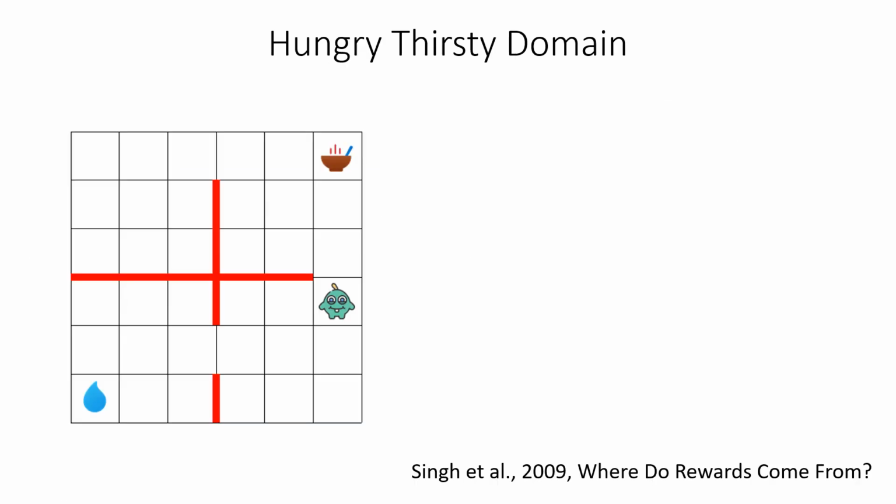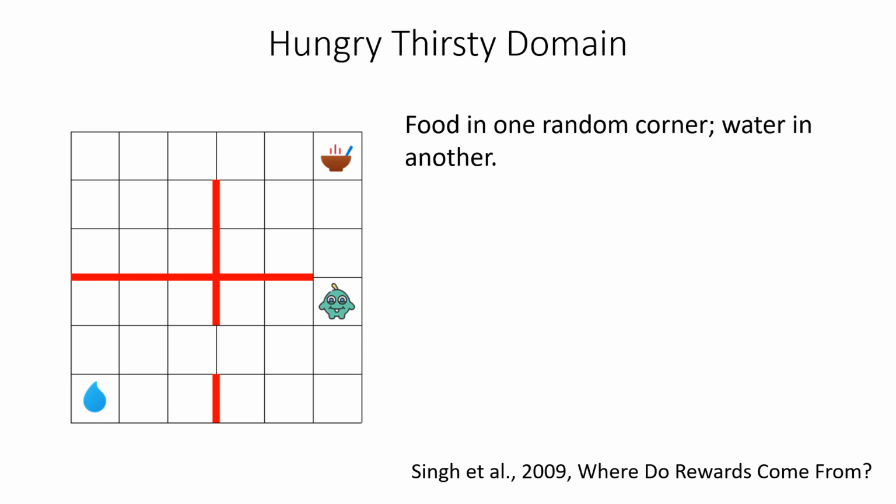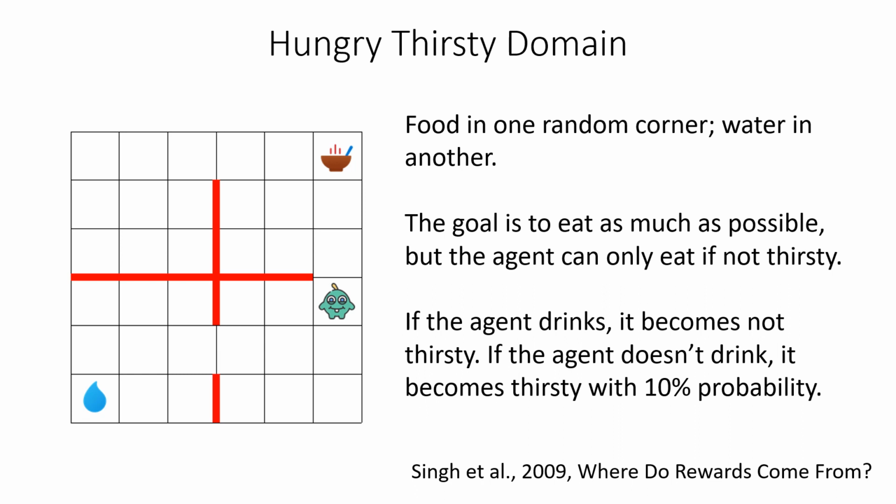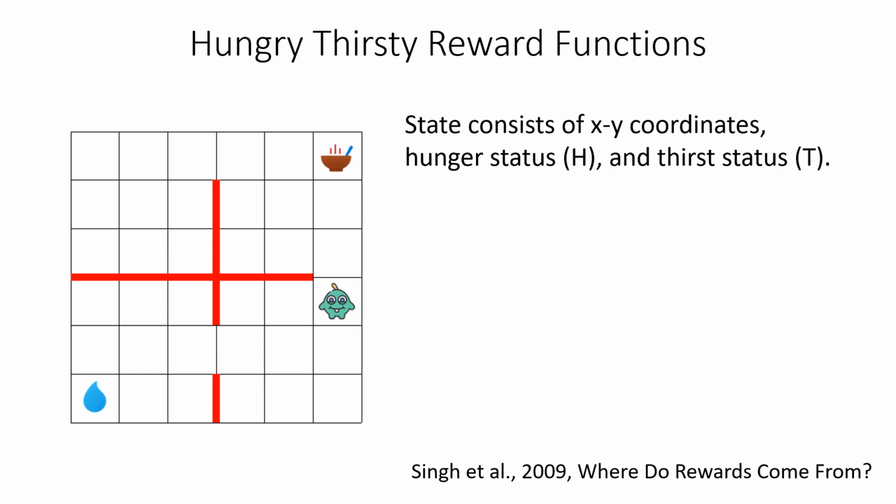So consider this simple grid world task, Hungry Thirsty. It's something you might see in an RL 101 class. Food is located in one random corner, and water is in another. The goal is for the agent to eat as much as possible, but the agent can only eat if it's not thirsty. If the agent drinks, it becomes not thirsty. If it doesn't drink, then it becomes thirsty with 10% probability. The state representation consists of the agent's XY coordinates as well as its Boolean hunger status and thirst status.